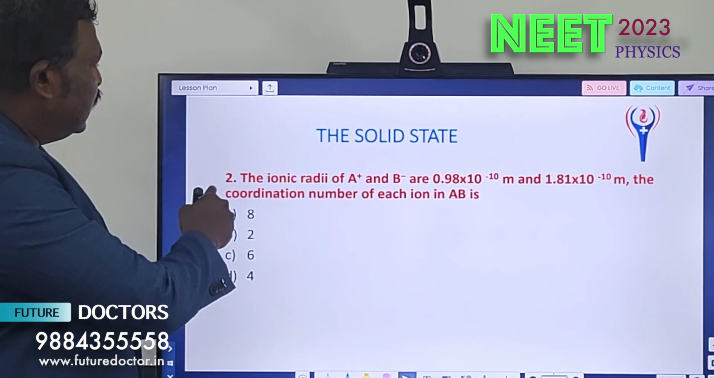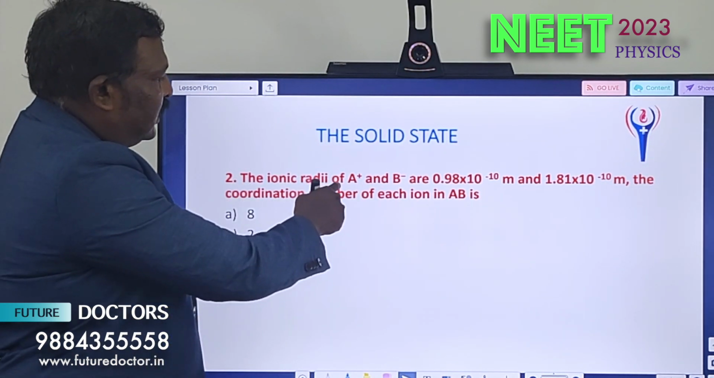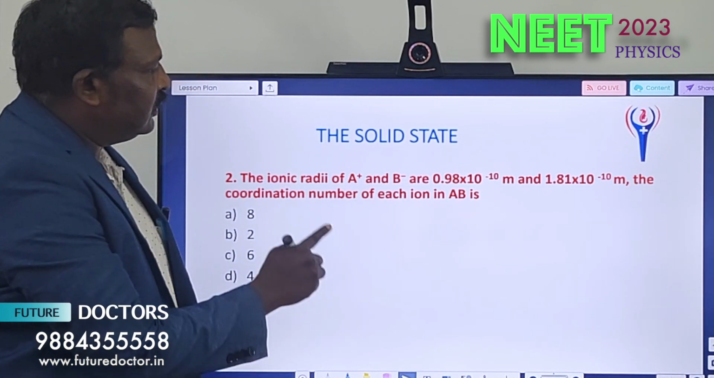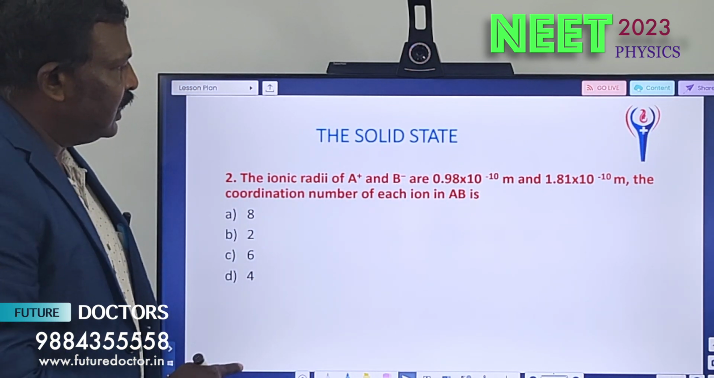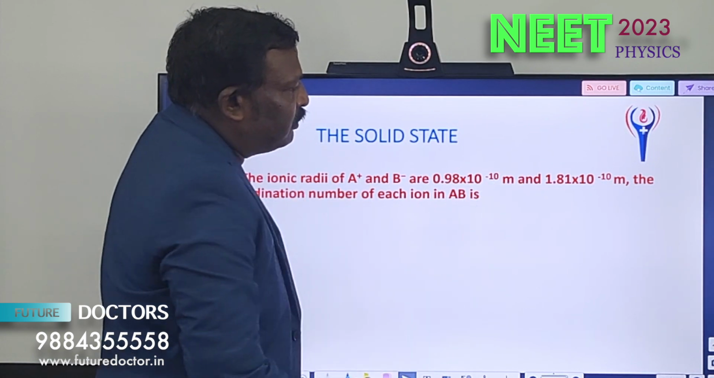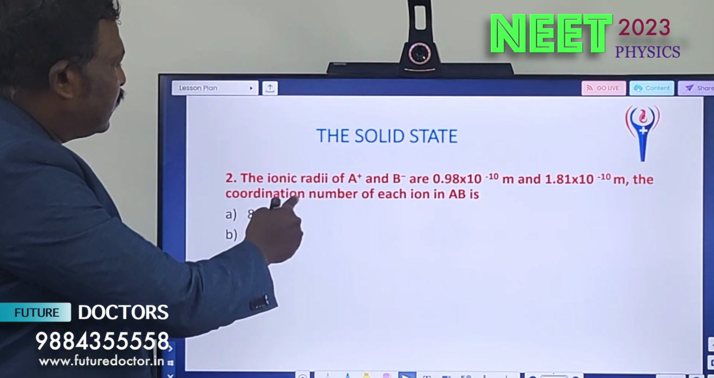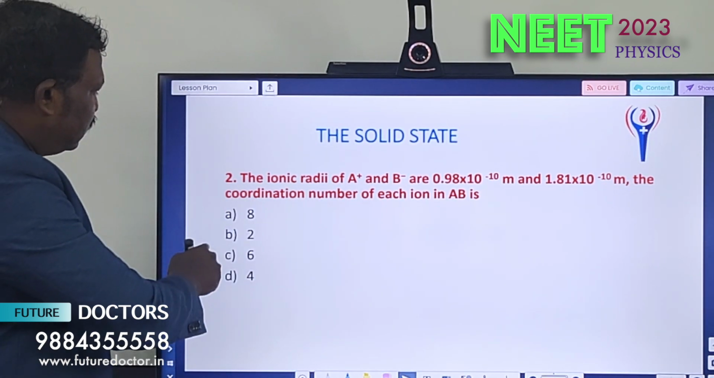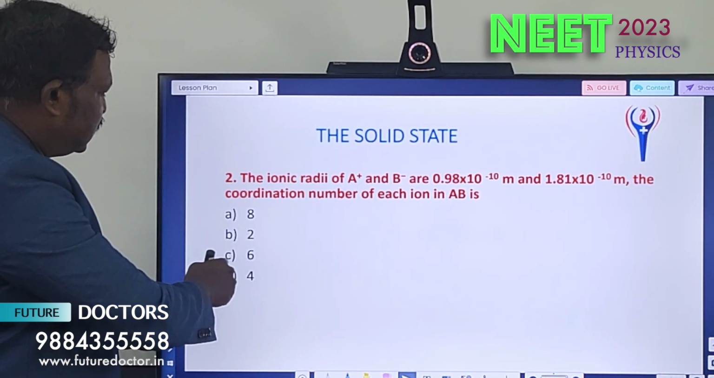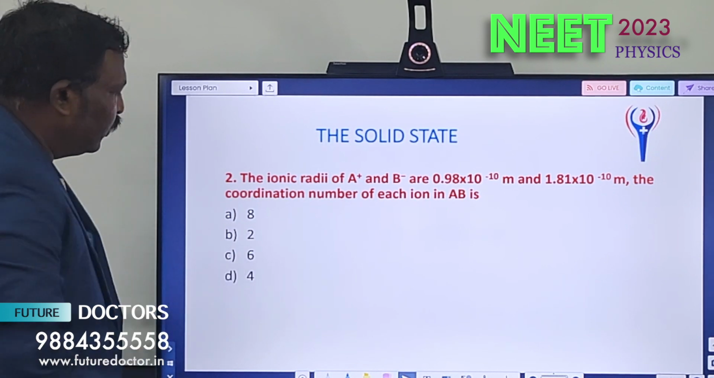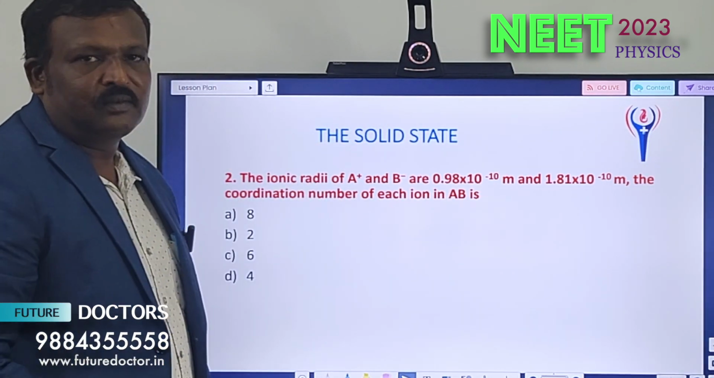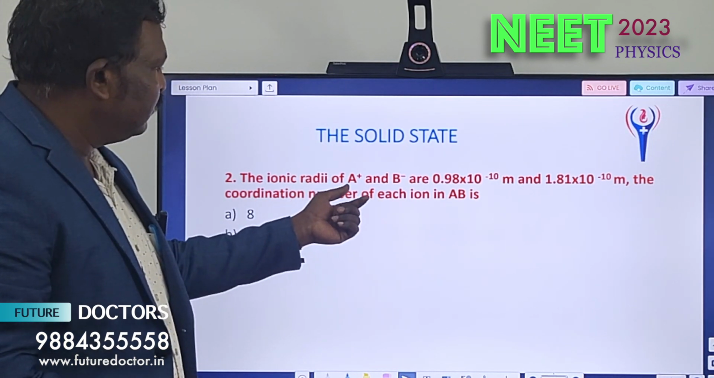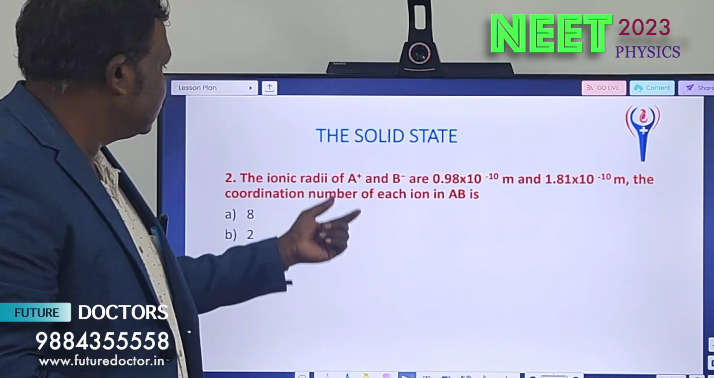Second question, the ionic radii of A+, the cation, and B-, the anion, are 0.98 × 10^-10 meter and 1.81 × 10^-10 meter. The coordination number of each ion in AB is option A 8, option B 2, option C 6, option D 4. Then also we have one formula for that: radius of cation by radius of anion. If you use this formula, we can get the answer.